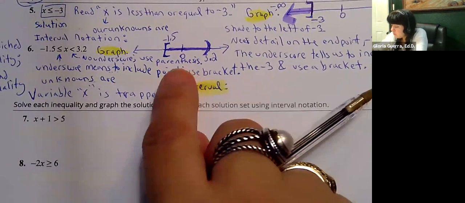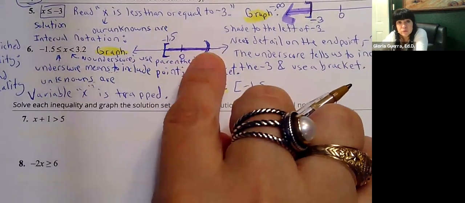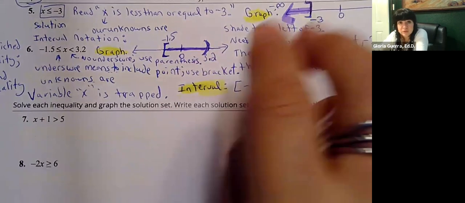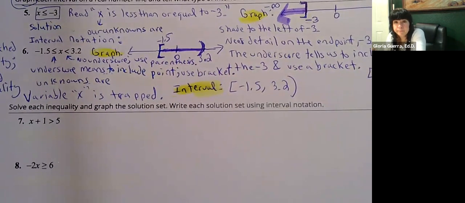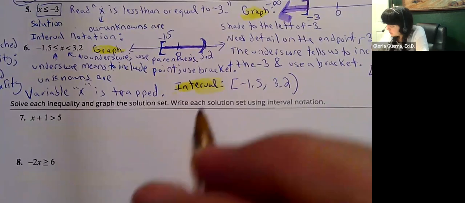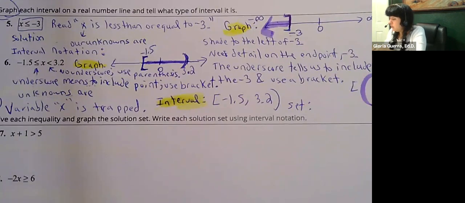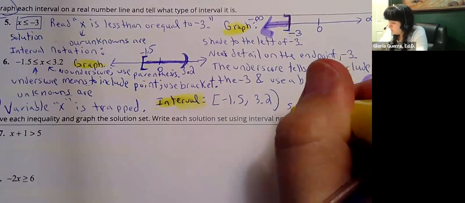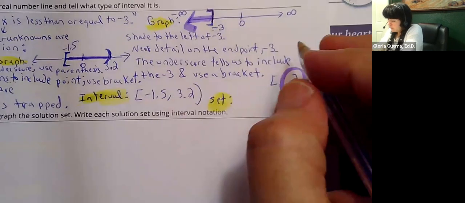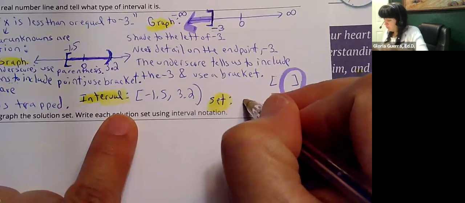So you see we start at negative 1.5, comma, all the way up to 3.2, and that uses parentheses. Okay, so graph, interval, and all we need now is set notation. So all sets begin with curly braces. So you have a set.